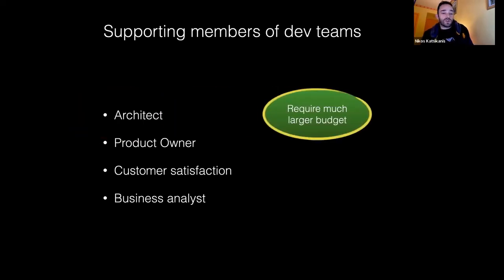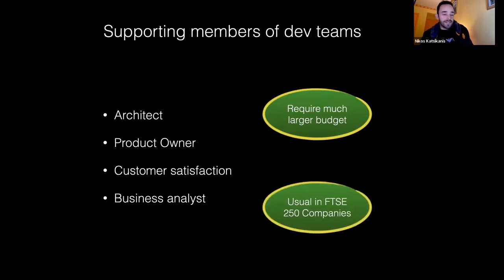So anyway, these things require a larger budget. Yeah, and it's in bigger companies.